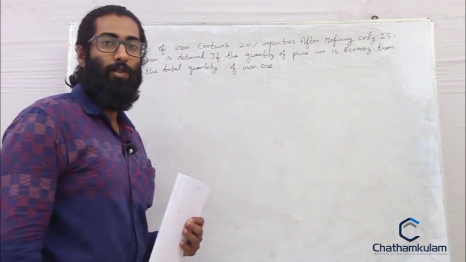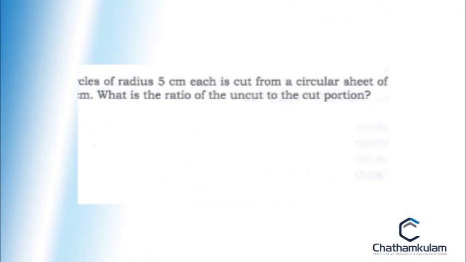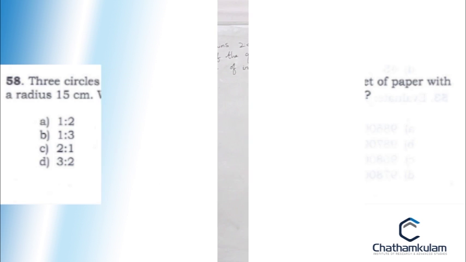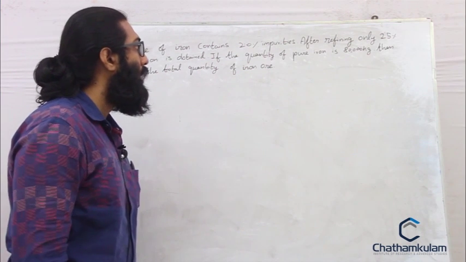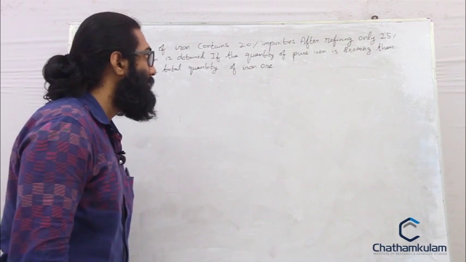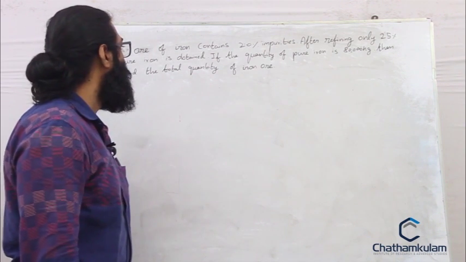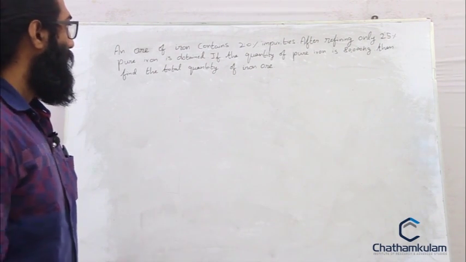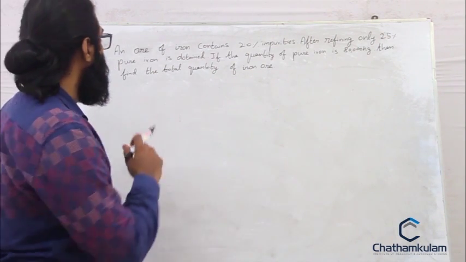So we have the next question. An ore of iron contains 20% impurities. After refining, only 25% pure iron is obtained. If the quantity of pure iron is 80,000 kg, then find the total quantity of iron ore. So this is our question. Let's write what is given in the question.